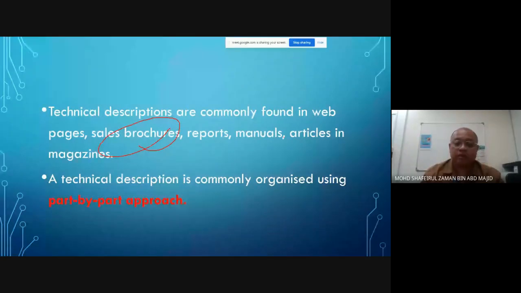Next, technical descriptions are commonly found in web pages, sales brochures, reports, manuals, and articles in magazines. So why am I circling on sales brochures? I'm going to give one good example from my own experience.